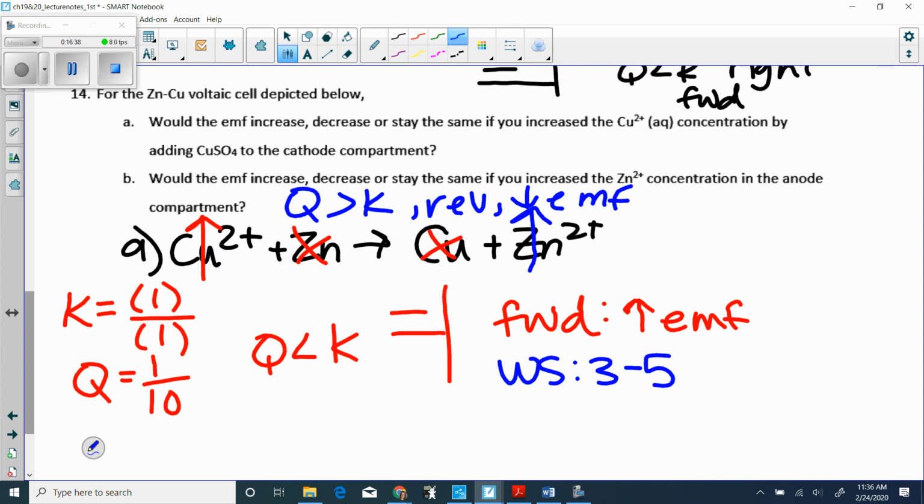Your chapter 20 worksheet number 3 through 5.